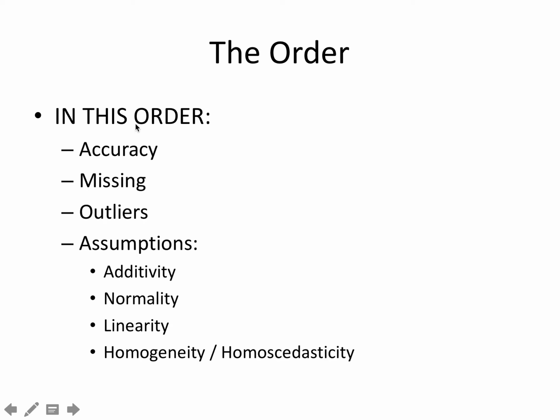Okay. So if I have an accuracy problem, it can become missing data. If I have missing data, that's going to affect my outlier analysis. Those outliers really affect our assumptions. So each step affects the subsequent steps. So we want to make sure we do these in order so we aren't wasting our time.